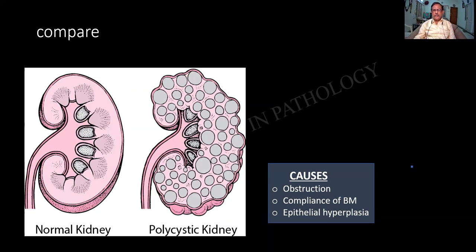Now what are the main causes for these cystic lesions? Your Robbins gives three mechanisms. One is obstruction. Because of the obstruction, there is a ballooning and then there is a cystic space. Second, compliance or weakness of the basement membrane. Therefore, again, it gives way. And third one, epithelial hyperplasia, and when they sit on the basement membrane, it balloons out. So these are the three fundamental mechanisms. I have explained it in detail, including the genetic background of it. Please go and see the facts.